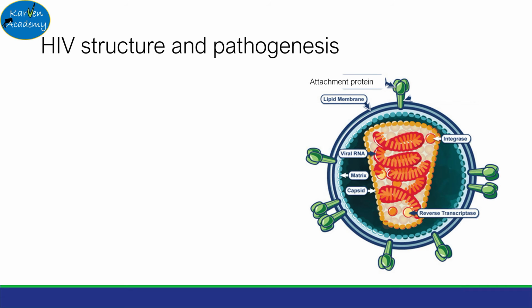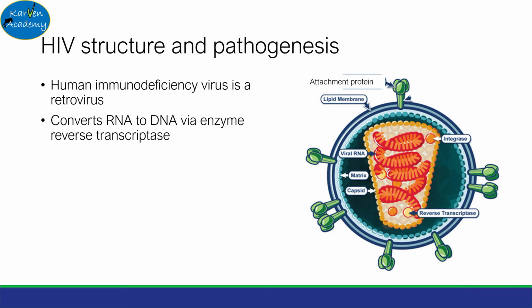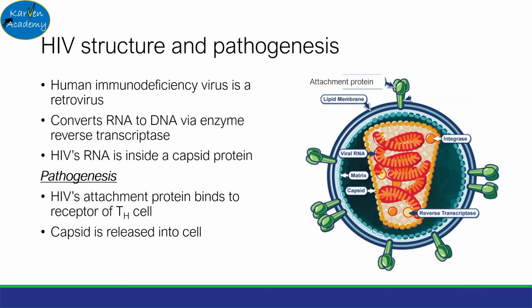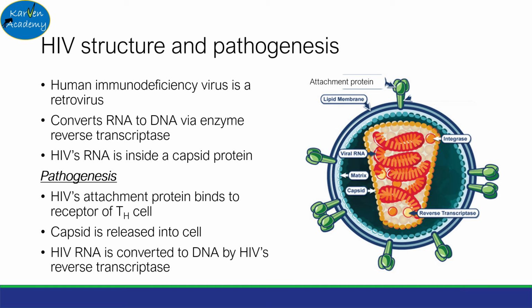A virus to learn further about in A-level is HIV, which stands for Human Immunodeficiency Virus. This is a type of retrovirus, which means it converts RNA to DNA. HIV does this by using the enzyme reverse transcriptase. The genetic material of HIV is RNA, which is inside a capsid protein. Let's understand how HIV infects cells. The attachment protein of HIV binds to the receptor of a T helper cell, and the capsid is released into the cell, and the HIV RNA is converted to DNA by the HIV's enzyme reverse transcriptase.